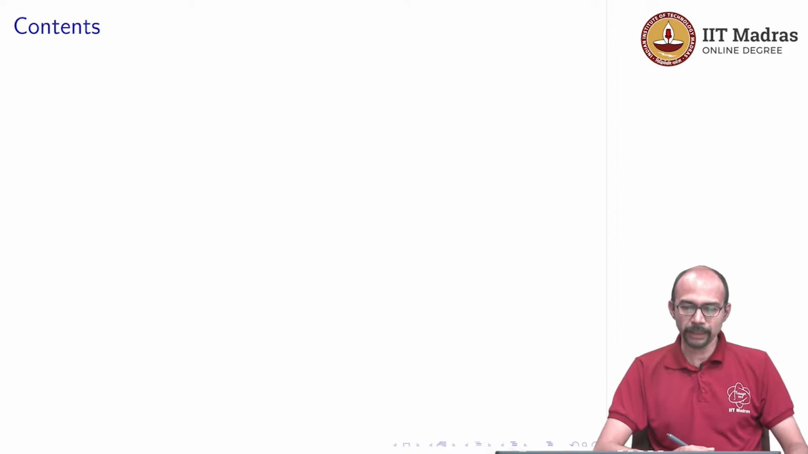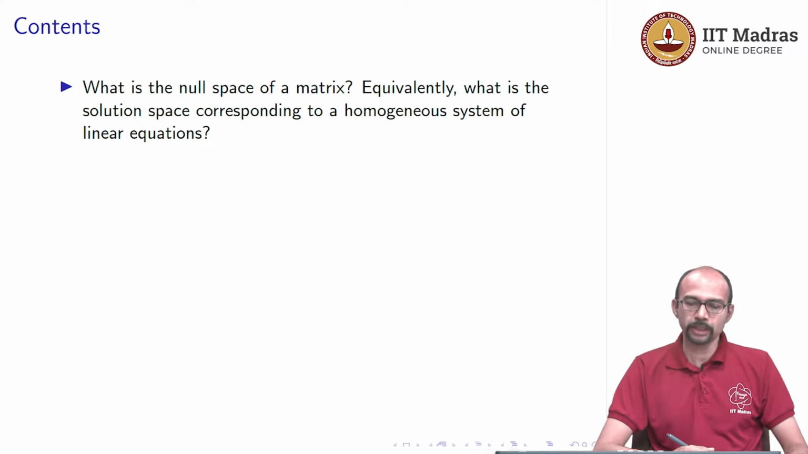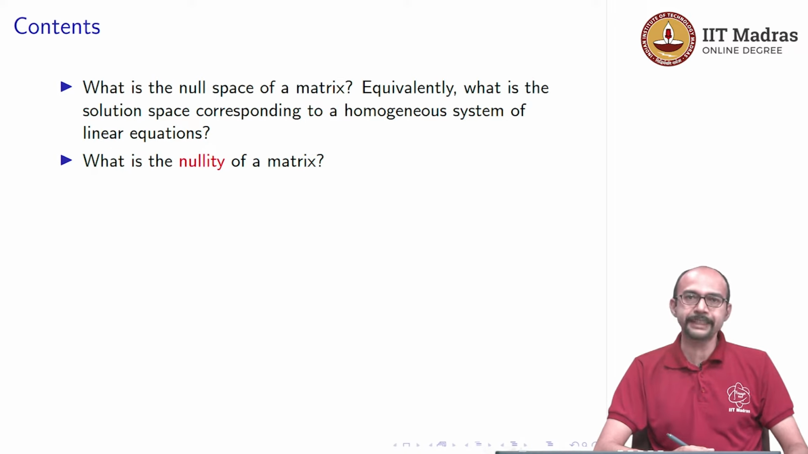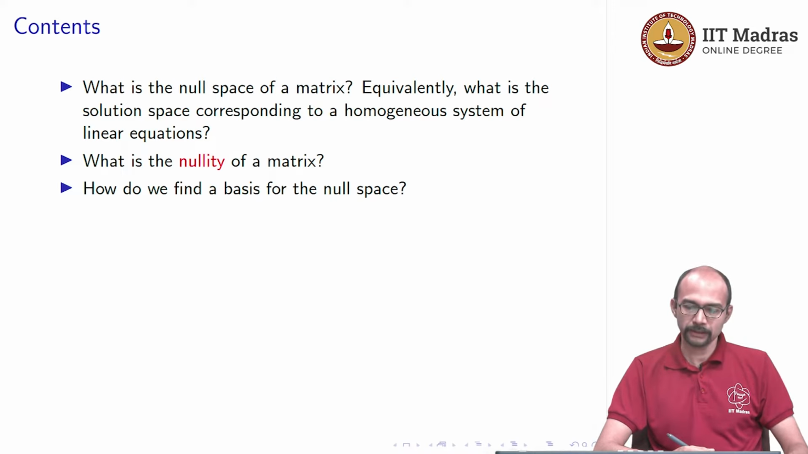So, let us begin by quickly going over the contents of this video. We are going to study what the null space of a matrix is. This is equivalent to asking what the solution space corresponding to a homogeneous system of linear equations is. That second question is something you have already seen in previous videos, but I am going to refresh it, and that is exactly what corresponds to the null space of a matrix. What is the nullity of a matrix? Once we define the null space, we will study nullity, which is nothing but the dimension of the null space. How do we find a basis for the null space?